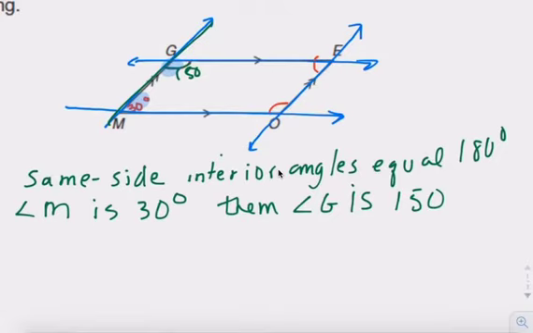This is a transversal line right here. Same side interior makes 180. If that's 30, that has to be 150 also.